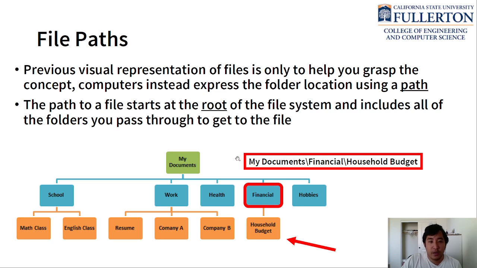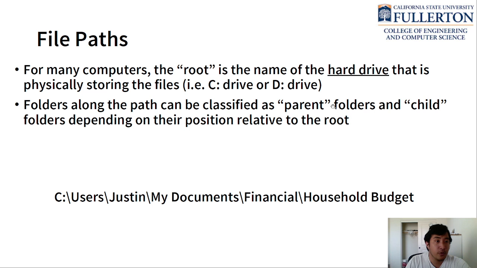And so the root is kind of the topmost folder, the ultimate omega parent folder, right? And then from there, you list out all the different folders that you have to get to in order to reach the ultimate file, right? And so for this example here, our root is the My Documents folder, and then from there we go down to the financial folder, because the financial folder is the child of My Documents, and then your ultimate file is in that folder. Okay.